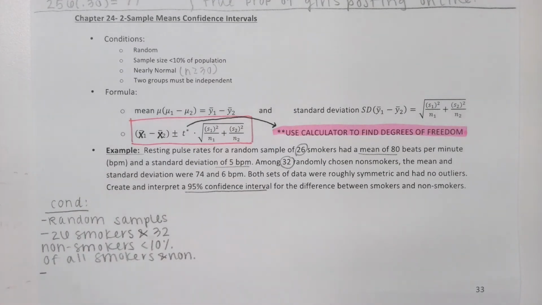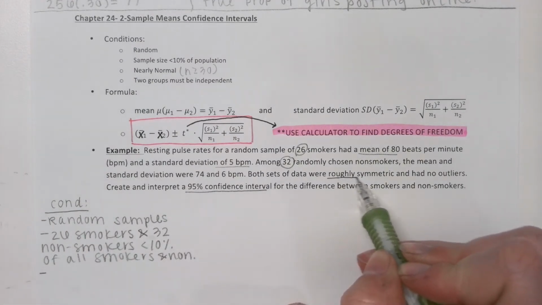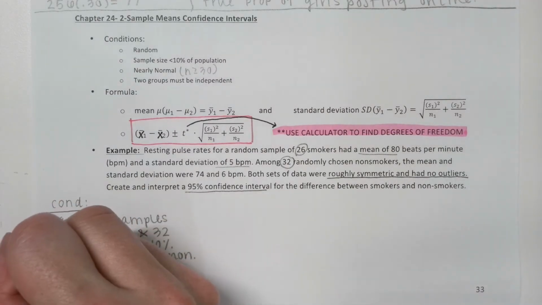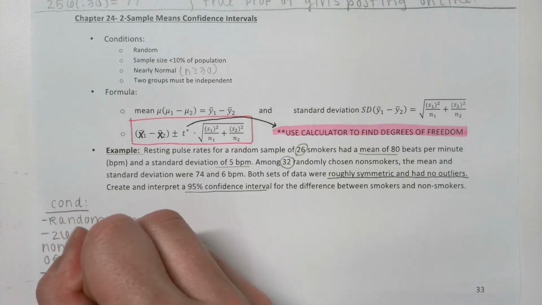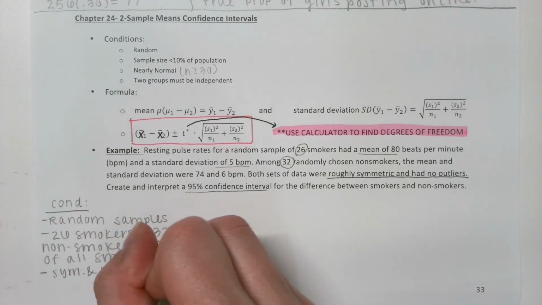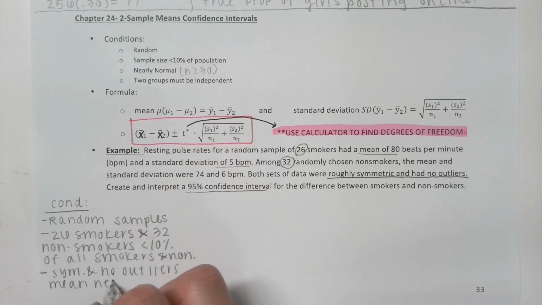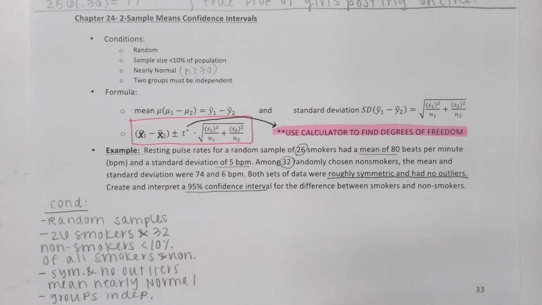Third one, I'm looking for nearly normal. This one's nice because it describes the distribution as roughly symmetric with no outliers. So I'm assuming there that symmetric and no outliers should mean nearly normal. Okay, and my last condition, I'm making sure the groups are independent. I definitely think they are. Can't be a smoker and a non-smoker at the same time.